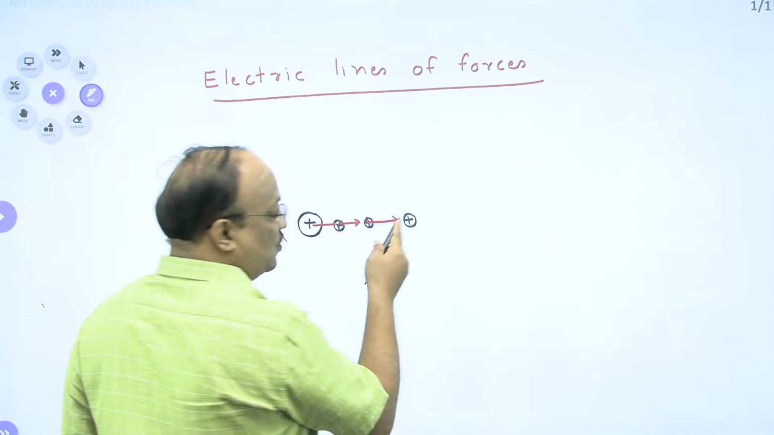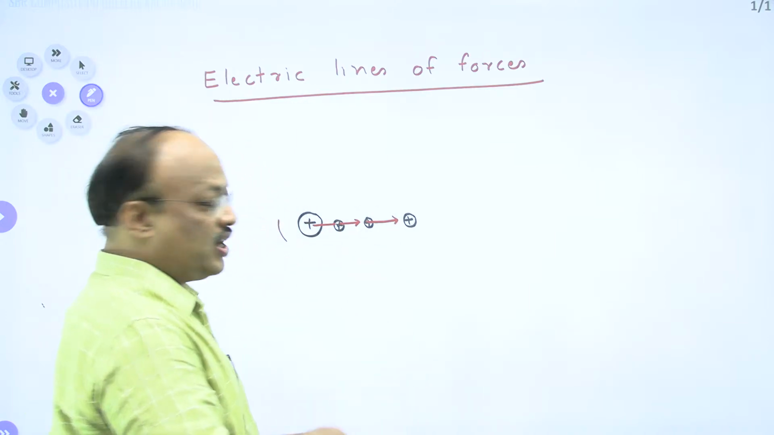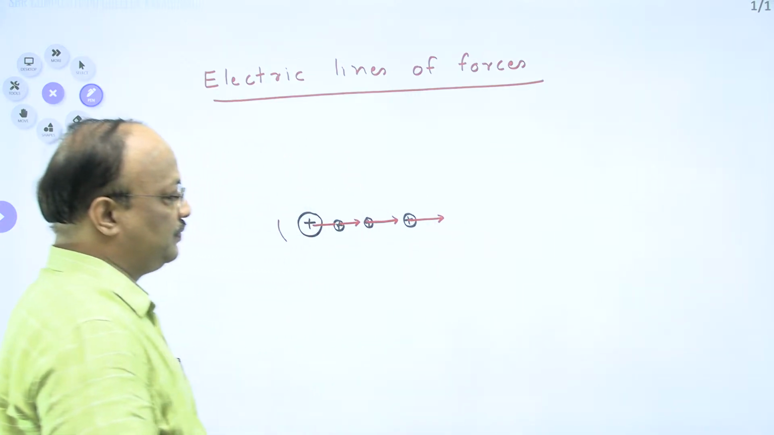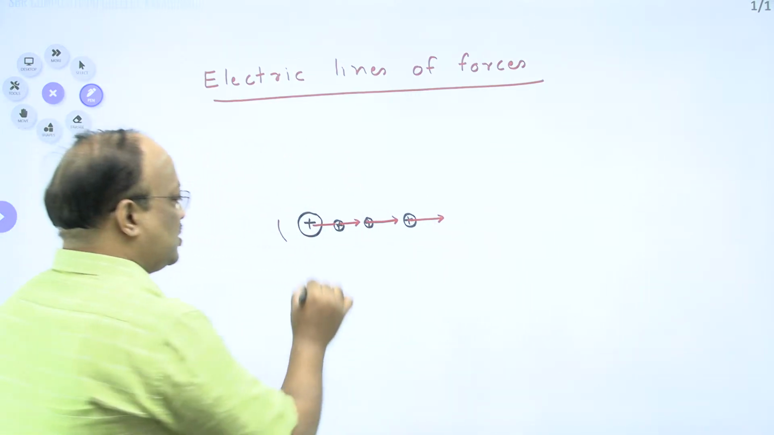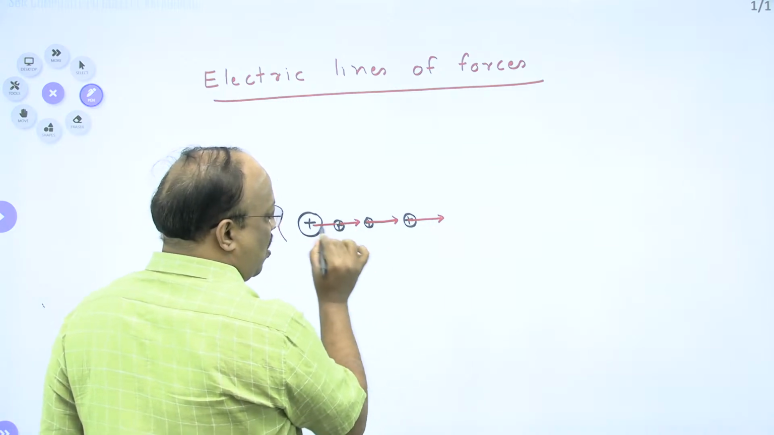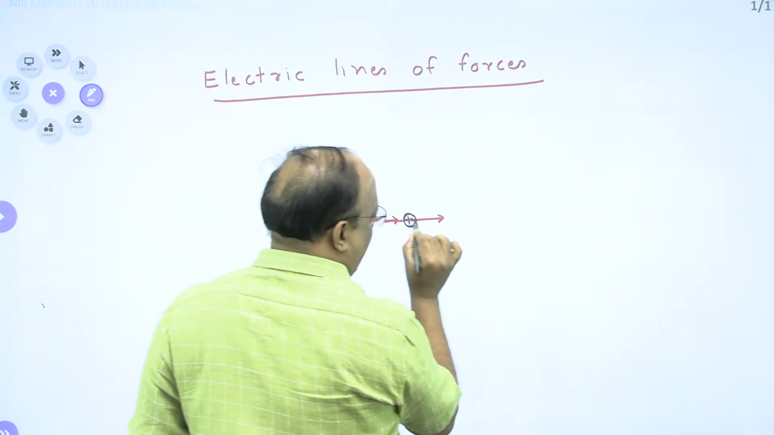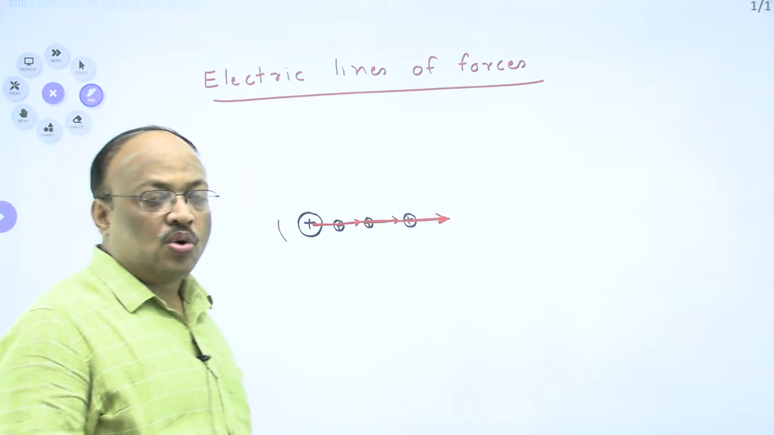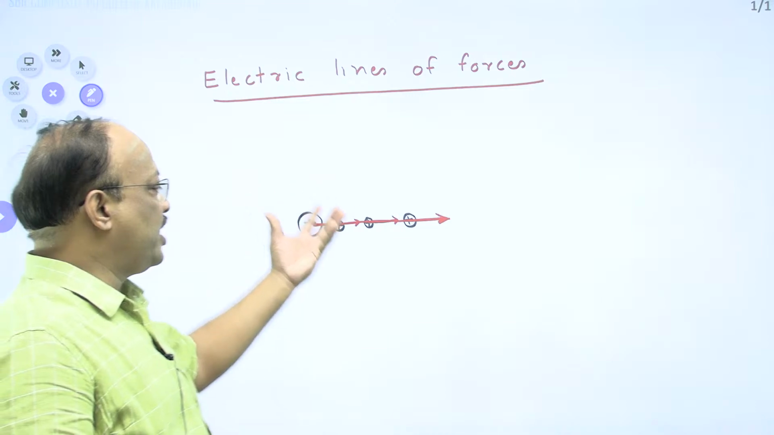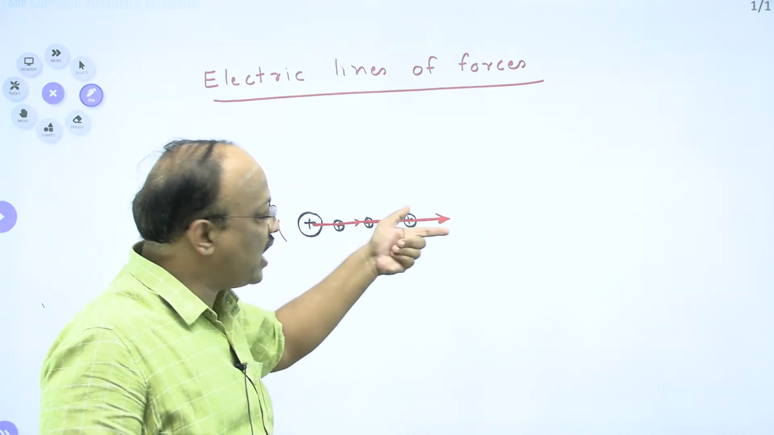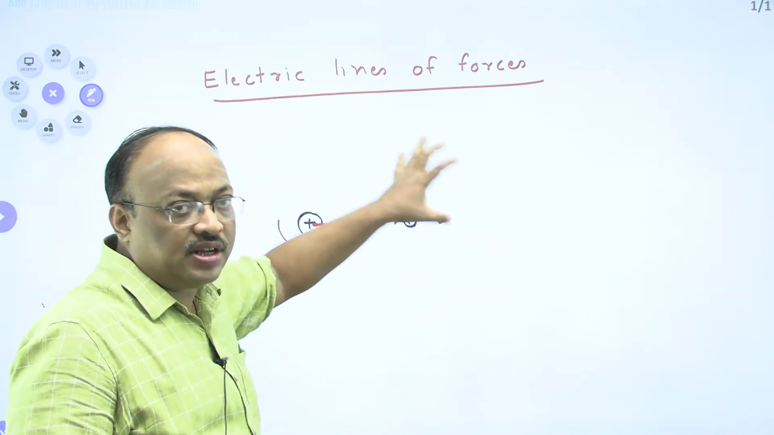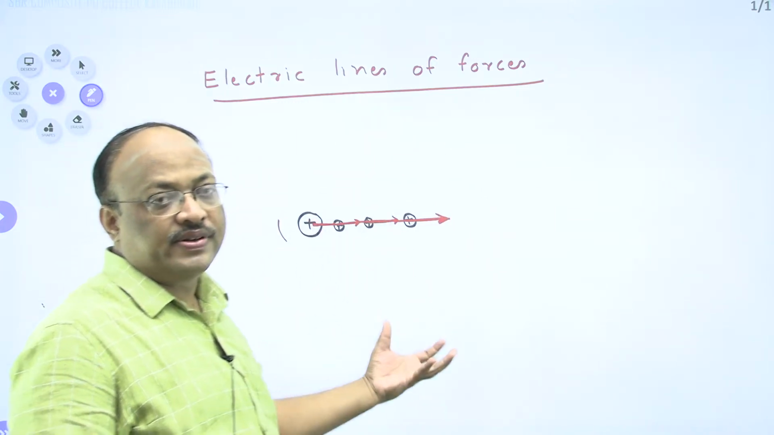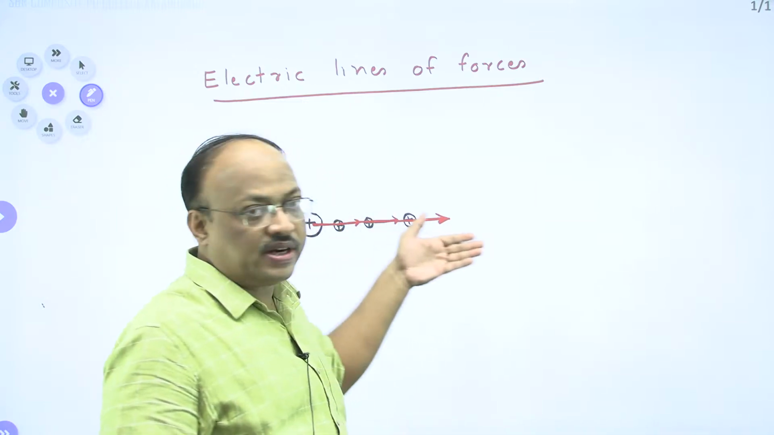Of course, the force of repulsion is decreasing now, but definitely it will be repelled. In the sense, this small positive charge will travel in this path. To what extent will it travel? The electric field is there, but as it is moving away, the electric field is continuously decreasing.